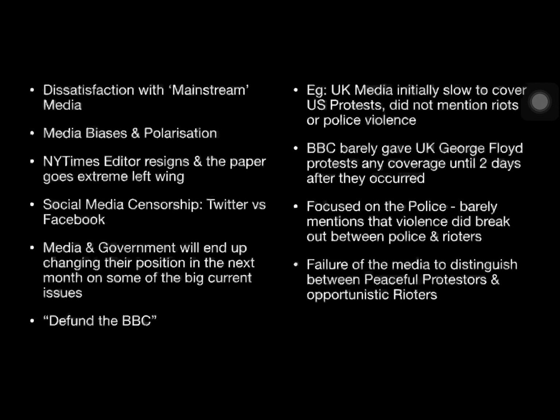Social media censorship and censorship in general is a big issue right now. You've got the whole Twitter versus Facebook debate. Should we be censoring and fact-checking? Should we not? Personally, I think freedom of speech is the most important thing. Anyway, media and government will end up changing their position in the next month on some of the big issues. That's not going to be surprising to anyone.